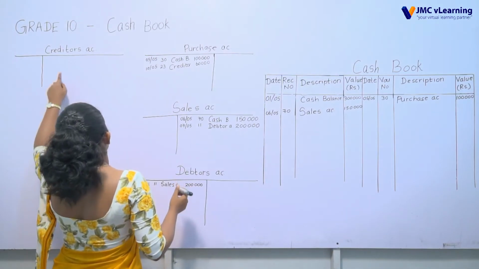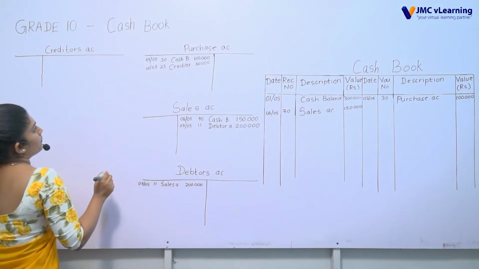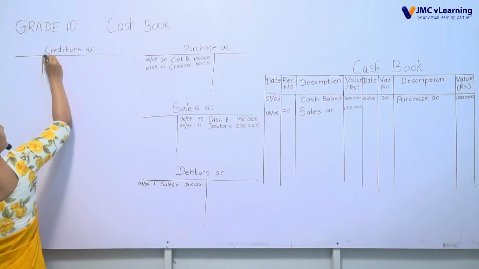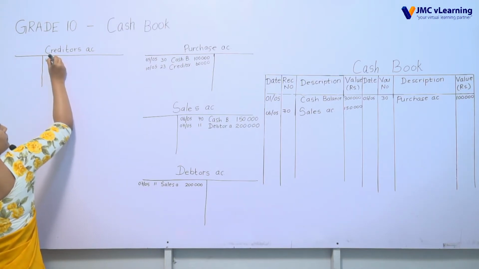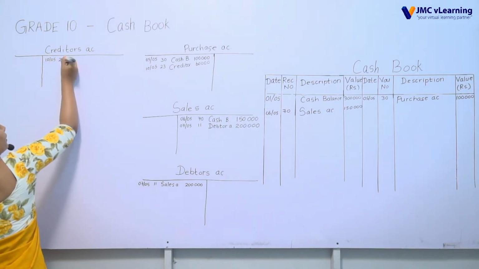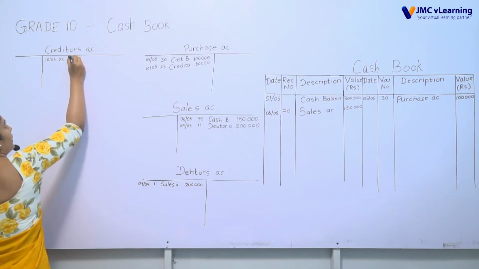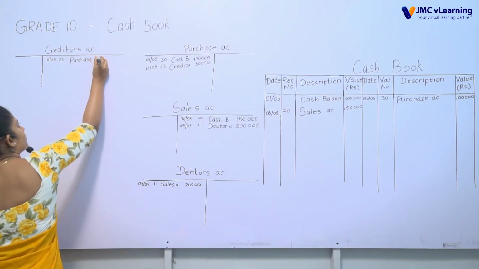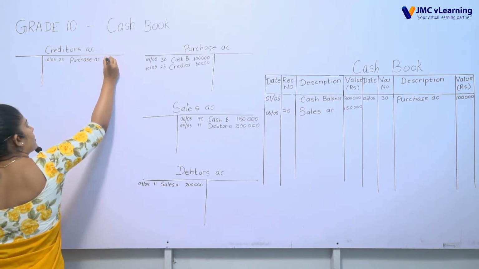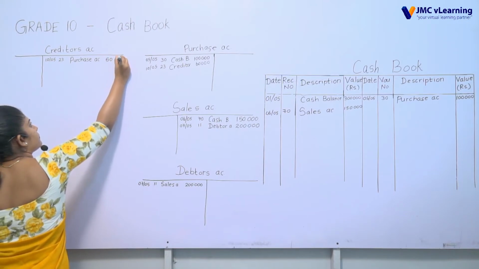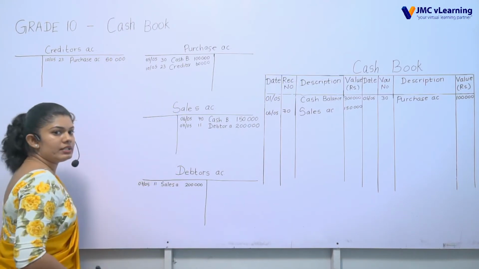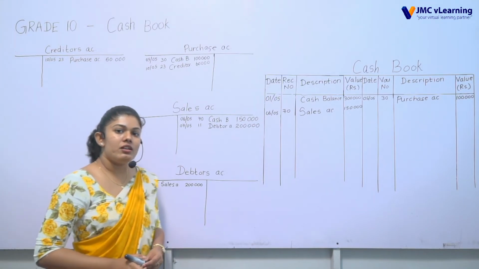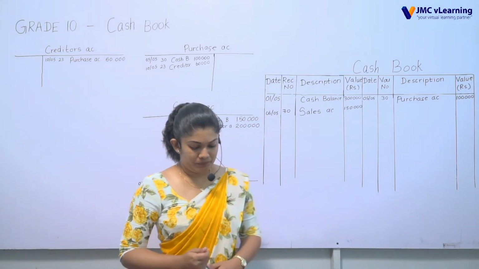The other entry goes to creditors account. 10th of May, invoice 23, purchase account. This is how we record the credit purchase of goods.